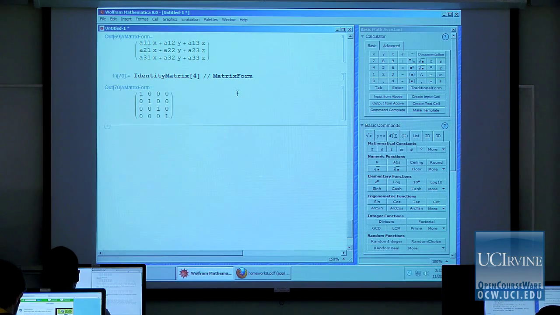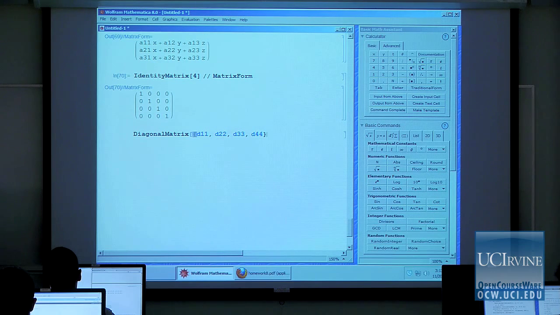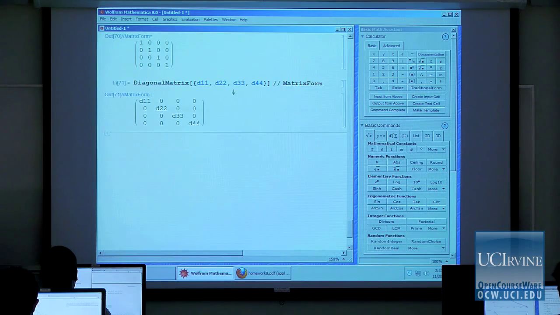Another thing I can do is I can quickly specify, without typing a bunch of stuff in, a diagonal matrix, which is also kind of useful to be able to do. And what you do there is you say diagonal matrix, and then you just give a list of the elements that you want along the diagonal. So I might want to say, for example, D11, D22, D33, D44. And what this gives me, and let's put that in matrix form, is a 4-dimensional matrix, because I gave 4 diagonal elements, where the diagonal elements are in order what I put in.